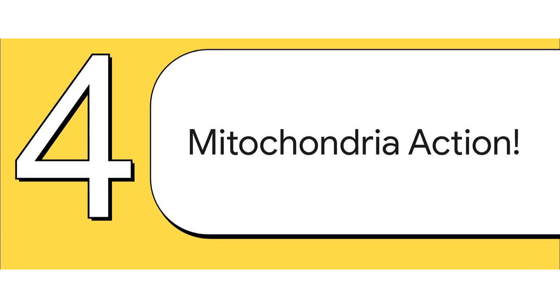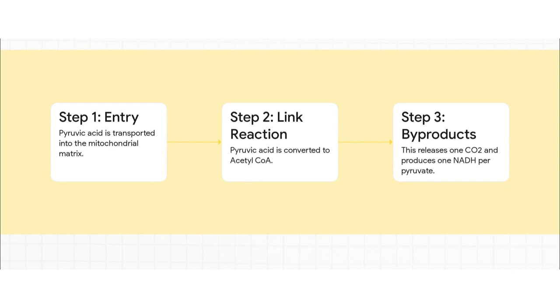Okay, let's get back to what happens in the presence of oxygen. Now the real action begins, inside the powerhouse of the cell, the mitochondria. So the product from glycolysis, pyruvic acid, now enters the mitochondrial matrix, and here a crucial link reaction takes place. Pyruvic acid is converted to acetyl-CoA. In this process, one molecule of CO2 is released and one NADH is made. And remember, since one glucose made 2 pyruvates, this reaction happens twice.